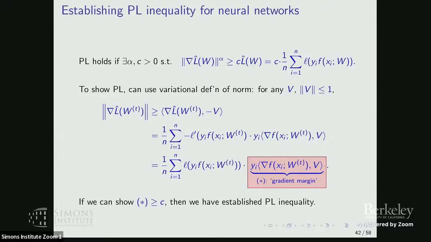I'll refer to this as the gradient margin. We call it a gradient margin because you can think of it as a function, the gradient inner product with a fixed vector, as opposed to the actual margin, which is y_i times f of x_i, W_t. But it's helpful to think of just this inner product term as a function itself. And in order to show a PL inequality, it suffices to show that this is always bigger than some absolute constant for all i. Because if that is true, then we can bound this from below by a constant times the average of the losses, and that's exactly what this PL inequality is.